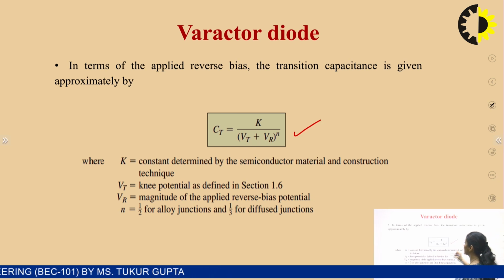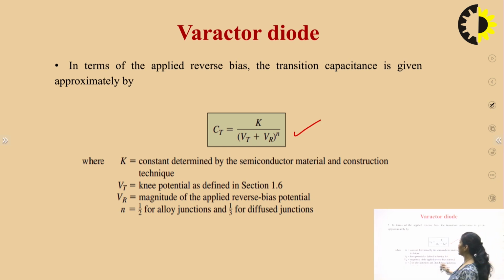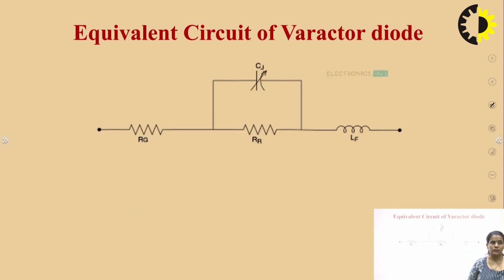This is how the relation is established, that is CT is equal to K by (VT plus VR) raised to power n, where K is the constant determined by the semiconductor material and construction technique. VT is the knee potential as defined, and VR is the magnitude of the applied reverse bias potential. VR is the reverse bias potential. VT is known as the knee voltage of any diode, beyond which the current will increase and the diode will start conducting. n is 1/2 for alloy junctions and 1/3 for diffused junctions. So, this is how the relation is established between the applied voltage. VT plus VR is the applied voltage and C is the capacitance.